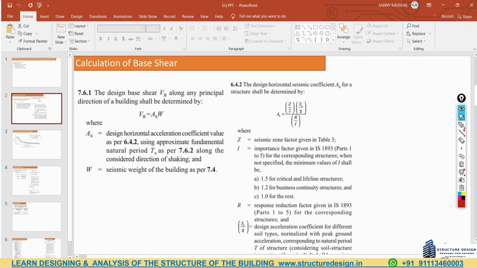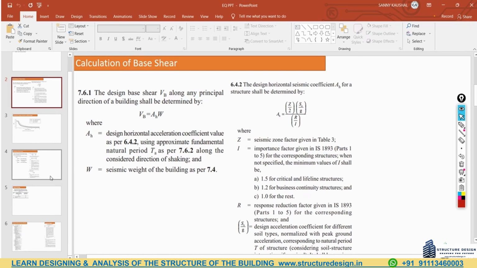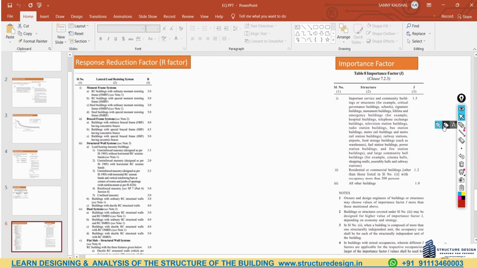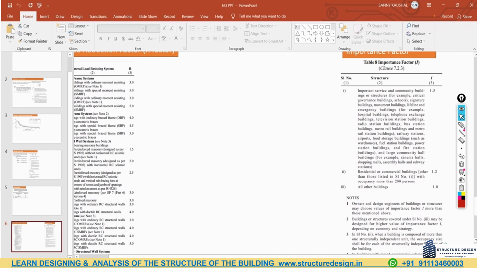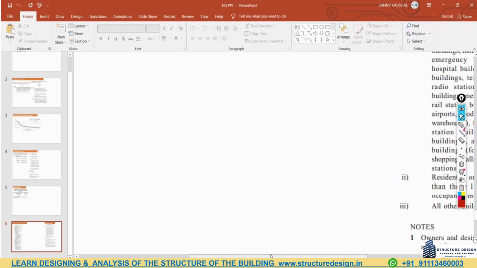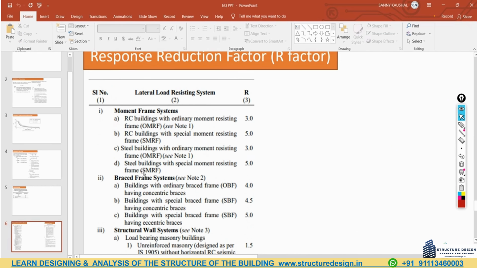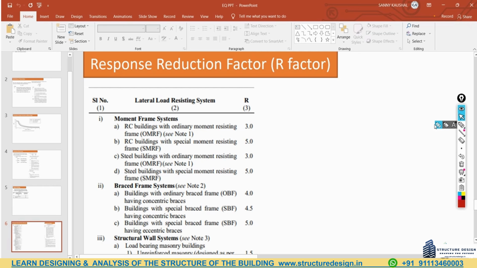Now let us look at the R factor, or we can say response reduction factor. If you come to the last page of the PPT, here you will find a screenshot, which has been taken from IS 1893 only, and on the basis of your lateral load resisting system, there is an R factor given. If I zoom in and show you this part, you can find that for different structural systems, we have different R factors also.